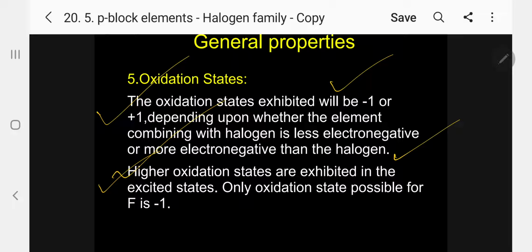The only oxidation state possible for F is minus, since it is the most electronegative, 4 according to Pauling. So any element combined with fluorine will always be negative, so always -1.